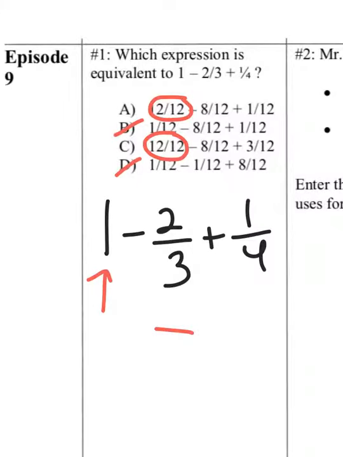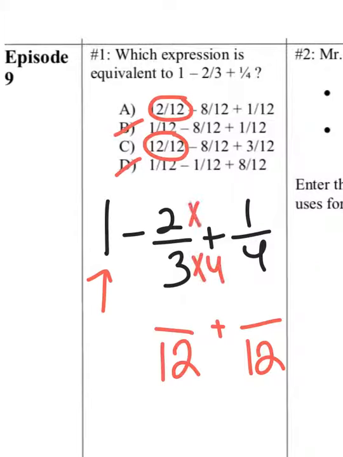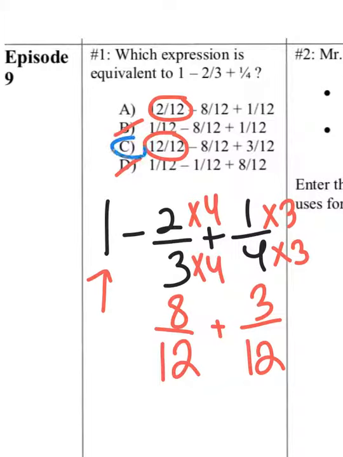Now, we have to get a common denominator for these two. Our common denominator is going to be 12 and 12. This will be times 4 and times 4. So 2 times 4 is 8. And the other side will be 4 times 3 and then 1 times 3. So that will be 3 twelfths. So the one we want is the one that has 8 twelfths and 3 twelfths. And that will be the letter C. It has 8 twelfths and 3 twelfths. A has 8 twelfths, but it has 1 twelfth. So they left the numerator alone and they just kept it as 1/12, and you cannot do that.